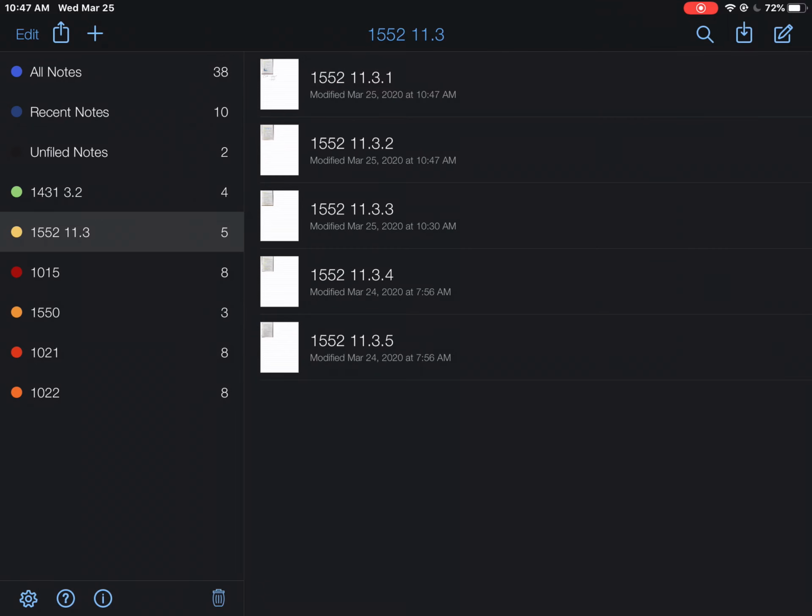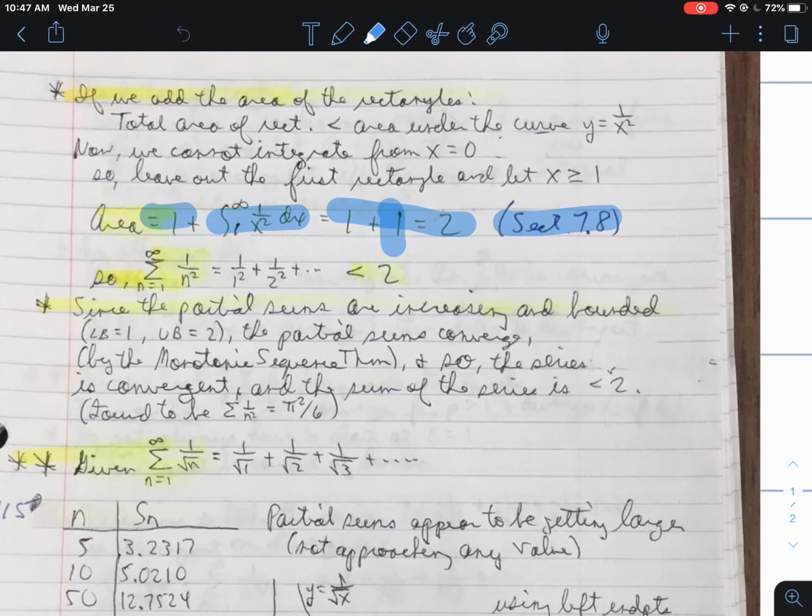Now, since the area of the rectangles is smaller than the area under that curve, then we know the sum of the areas of the rectangles has to be less than 2. Right? Because again, I've got the first rectangle, which is 1, plus the area under our curve, which we said is 1, but our rectangles have less area than the area under the curve.